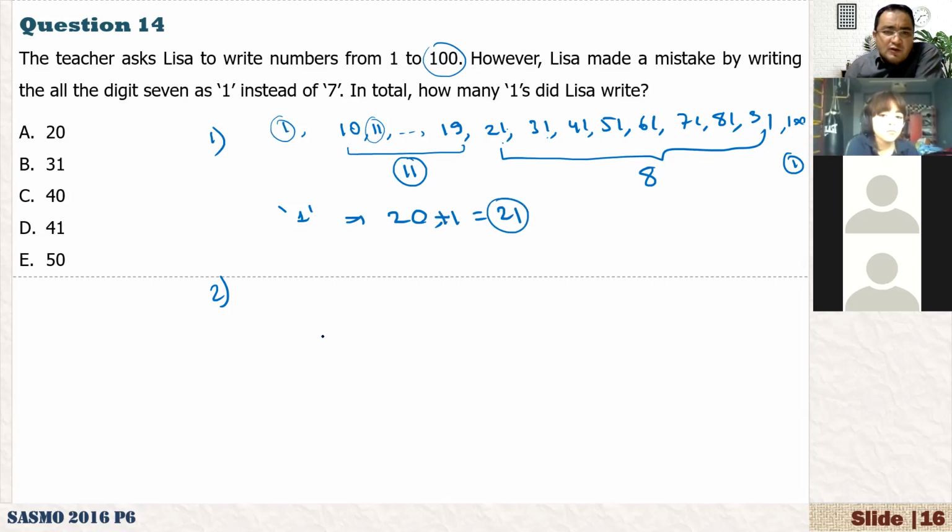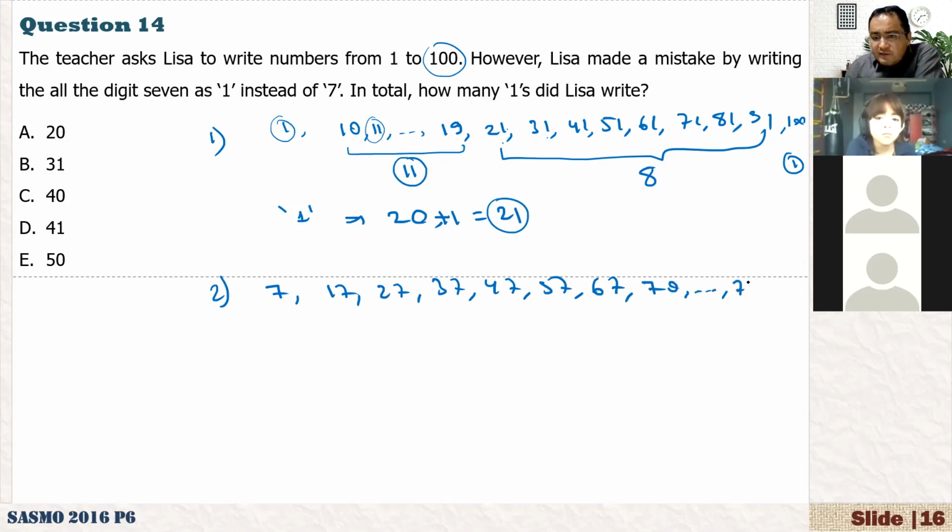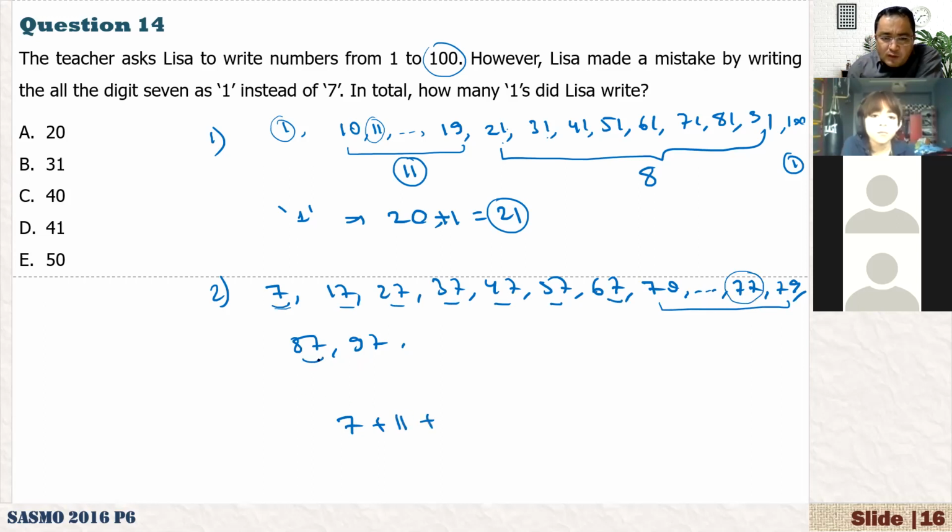How about sevens? Instead of sevens, also he wrote 1. So here we have 7, and here we have 17, and 27, 37, 47, 57, 67. Now here we have 70 and so on. Here we have 77 and 79. And here we have 87 and 97, right? So actually starting from 7 to 97, how many ones? 1, 2, 3, 4, 5, 6, 7, right? 7 plus, and from 70 to 79, I have 10 sevens, right? Plus here we have 2 sevens. So we have 11. Plus, and here we have 87, 1 seven, 97, we have 1 seven. Here we have 2 more. And how many is it? We have 20 sevens. So altogether here we have 21 plus 20. So he wrote 41 ones.